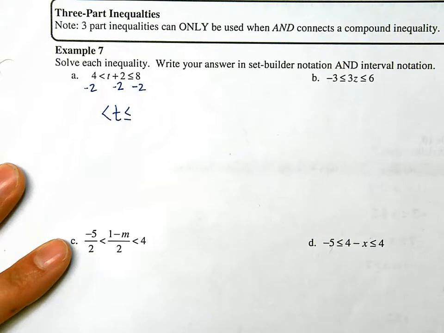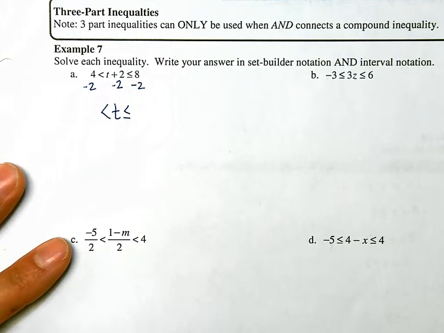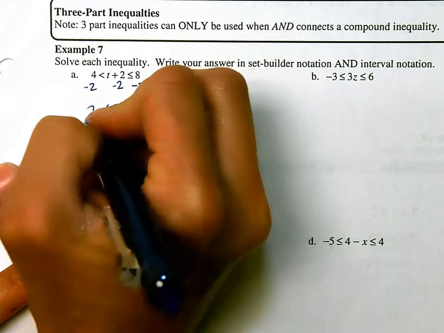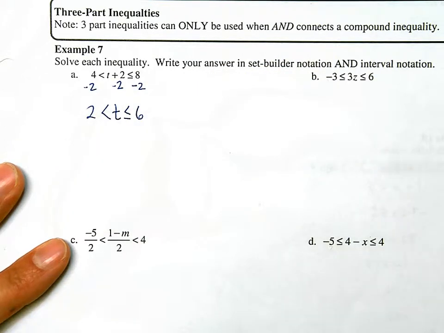The inequality signs stay the same unless we multiply or divide by a negative. That rule still applies. On the left we have 4 minus 2 is 2, and on the right we have 8 minus 2 is 6. Okay.